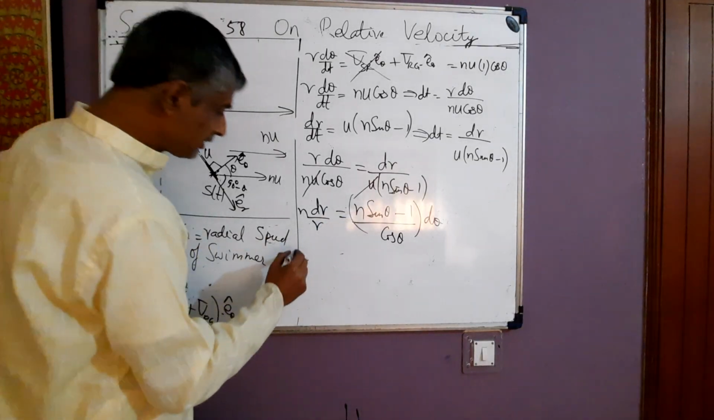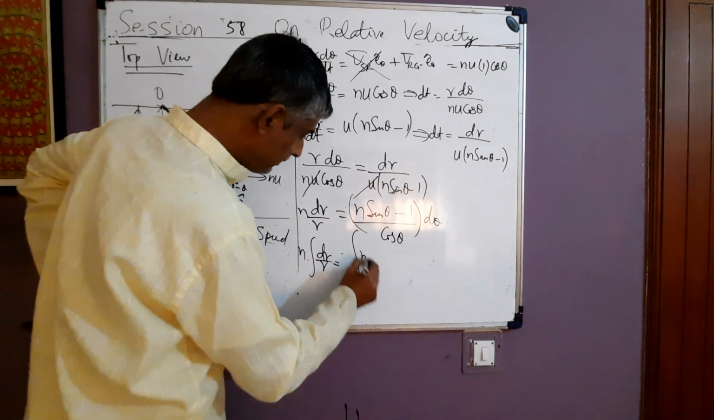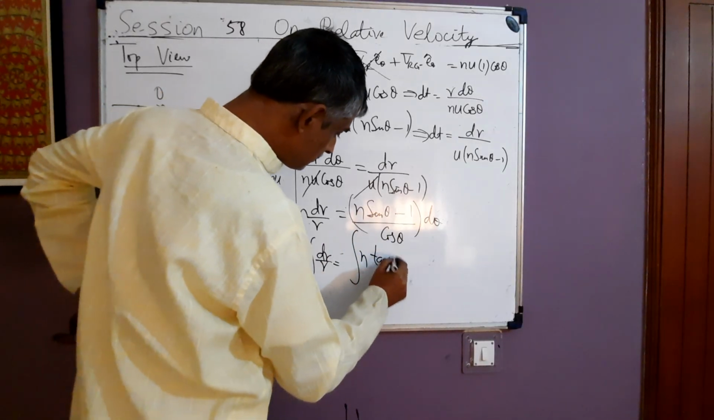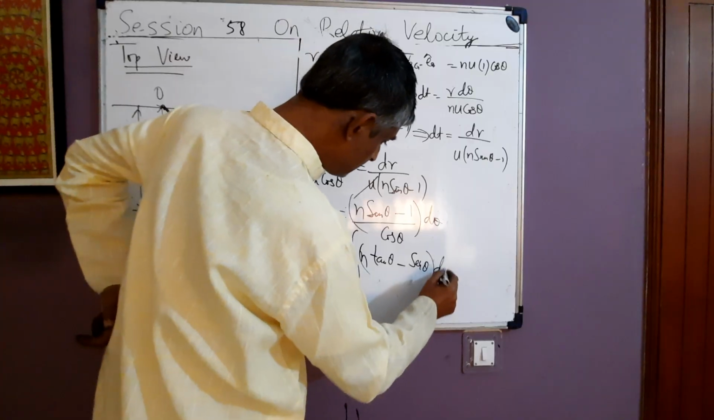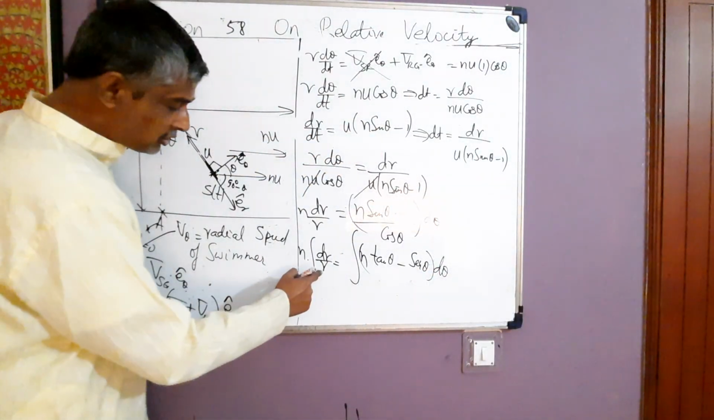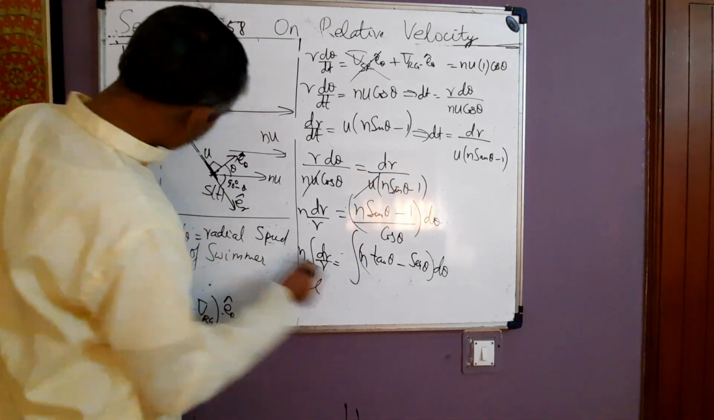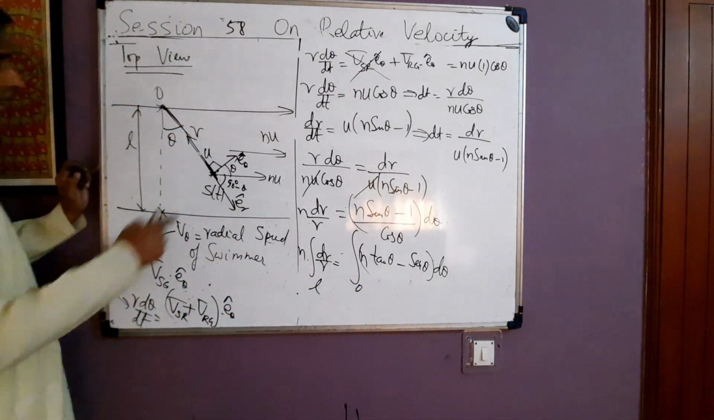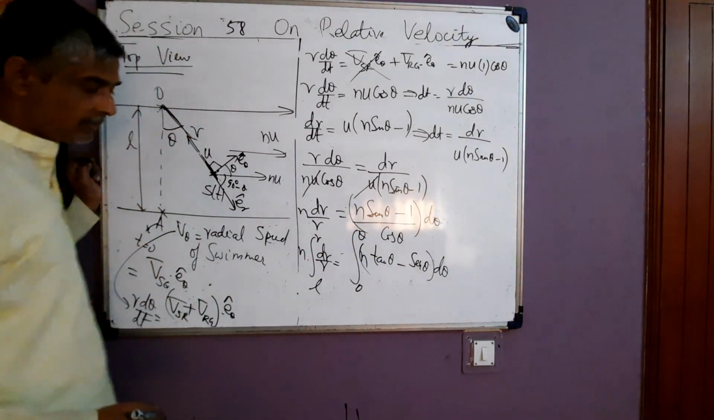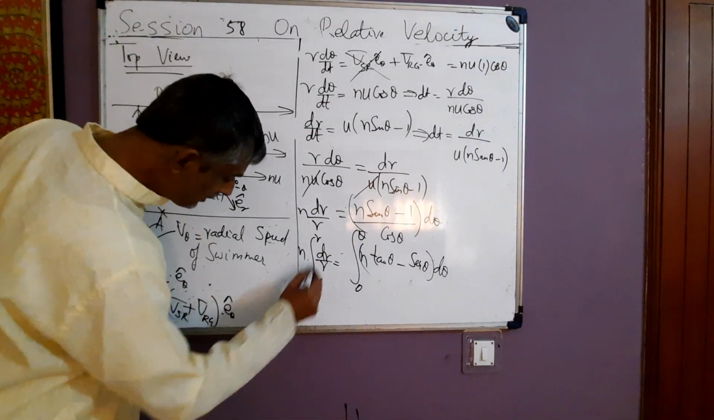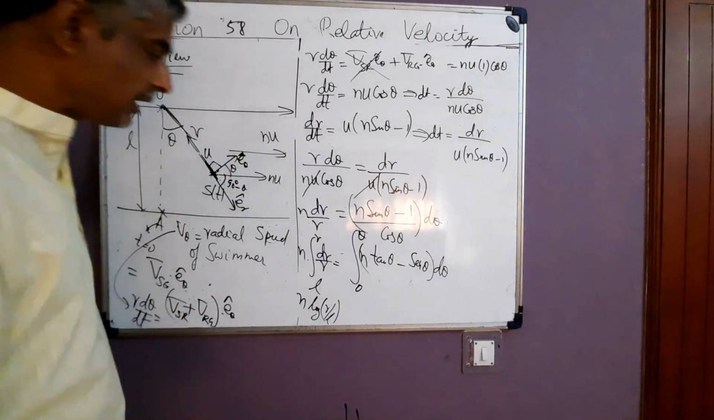So now I integrate this equation. n sin by cos becomes tan, and 1 by cos theta becomes sec theta, into d theta. Now what is the initial value of r? The initial value was R equal to L, and the corresponding theta is 0. At an arbitrary instant the swimmer is here, then R is equal to R and theta becomes theta. Now integrating this and inserting limits, we get n log R by L. This is what we get.